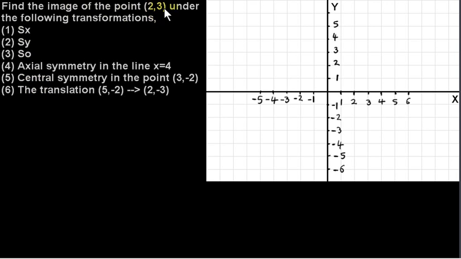Find the image of the point 2, 3 under the following transformations. The first one is S sub x. Now this means axial symmetry in the x-axis. So here is the point 2, 3. We want to get the image of it under axial symmetry in the x-axis.